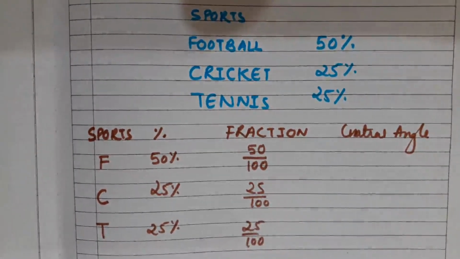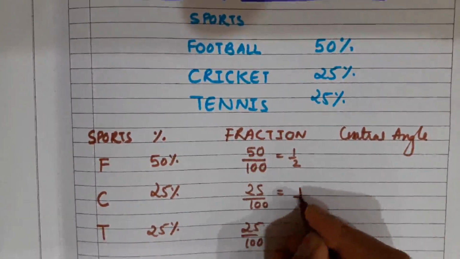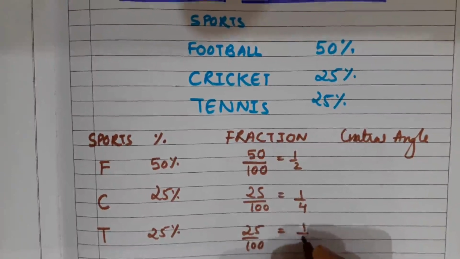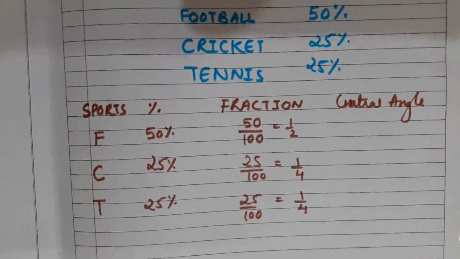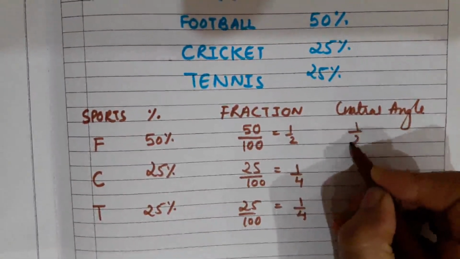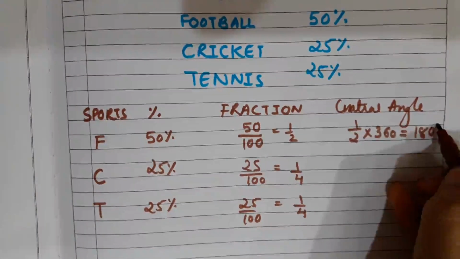In this way you can divide. So this represents 1 by 2, this represents 1 by 4, this represents 1 by 4. Okay, now you have to calculate the central angle. For calculating the central angle, children, you have to multiply by 360. So here you will get 180.